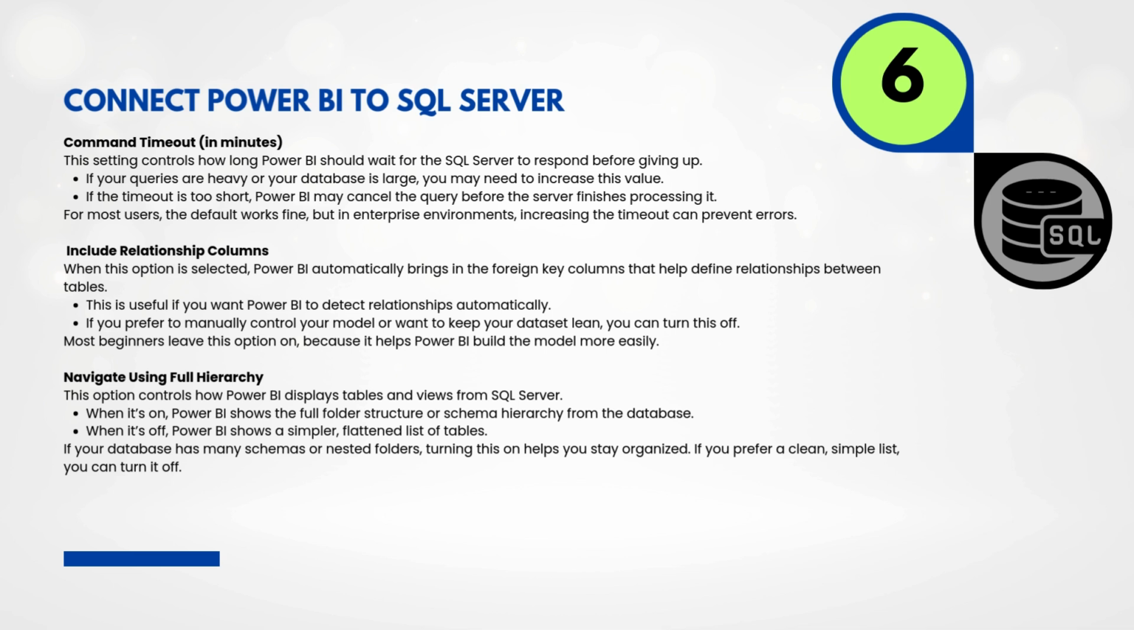Navigate using full hierarchy. These options control how Power BI displays tables and views from SQL Server. When it's on, Power BI shows the full folder structure or schema hierarchy from the database. When it's off, Power BI shows a simpler, flattened list of tables. If your database has many schemas or nested folders, turning this on helps you stay organized. If you prefer a clean, simple list, you can turn it off.